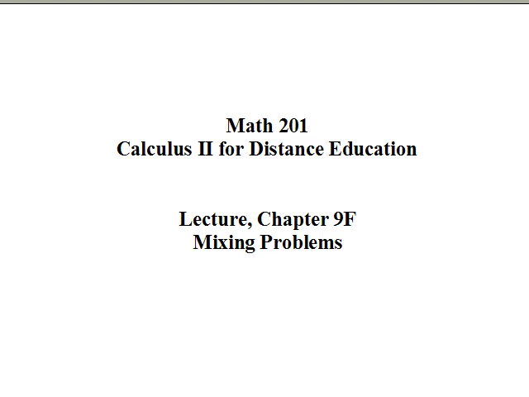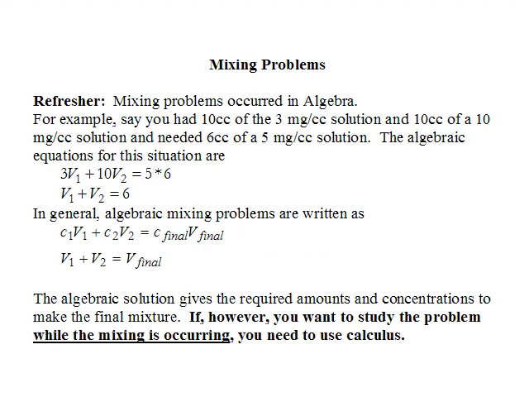This is lecture 9F on mixing problems for Calculus 2. You might remember from algebra the kind of mixing problem where you had some 3 milligrams per cc of some solution, say you had 10 cc's of it, and 10 cc's of another concentration, say 10 milligrams per cc. But you needed 6 cc's of a 5 milligram per cc solution. Usually it was presented as a problem for a pharmacy.